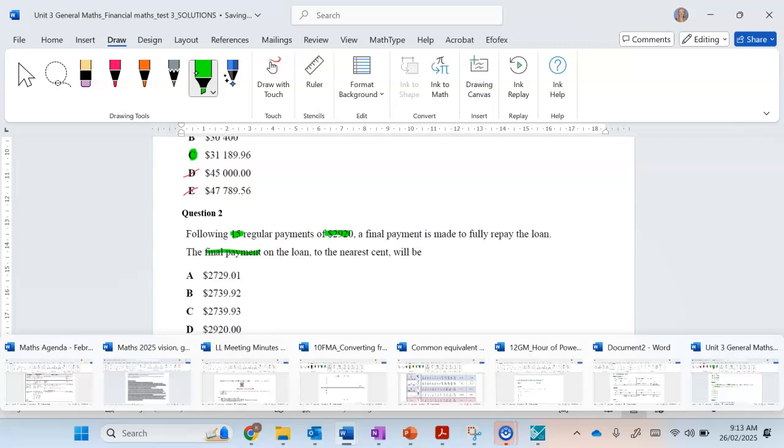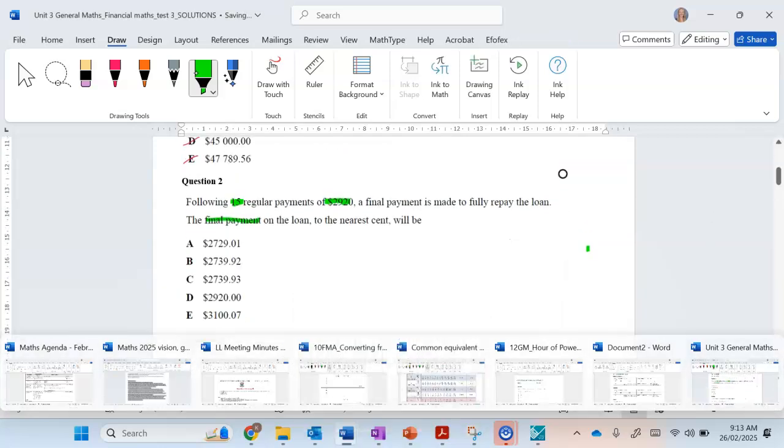Sorry for all my things, do I have it open? I don't think I've got my formula sheet on here. All right, so go away. All these things popping up.